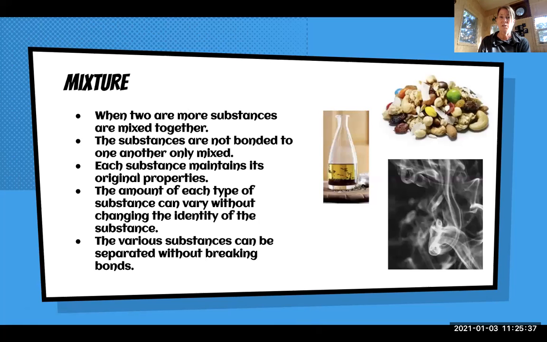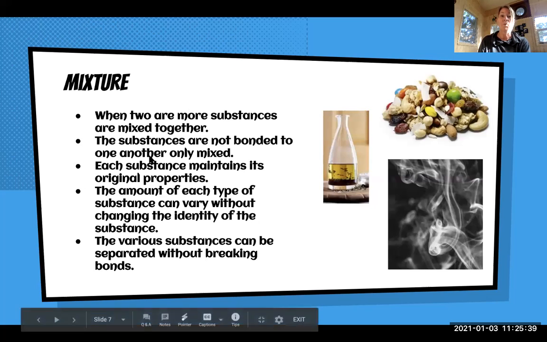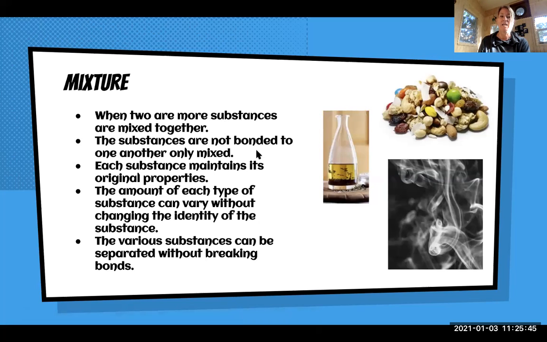So mixtures are formed when we take two or more of those substances we were just talking about and we just mix them together. So the substances don't bond with one another. They just get mixed together. And so they can be really obvious like this, right? We know that the M&Ms and the peanuts and the raisins here are not bonded together. We know that the oil and the vinegar are not bonded together. Some other examples can get a little trickier, but these ones are kind of easy ones.